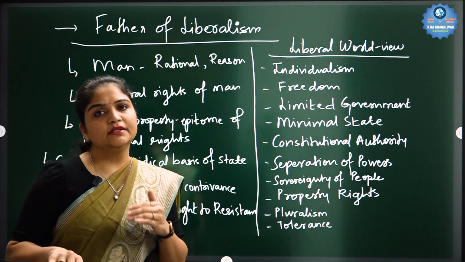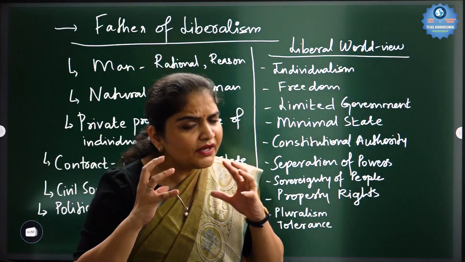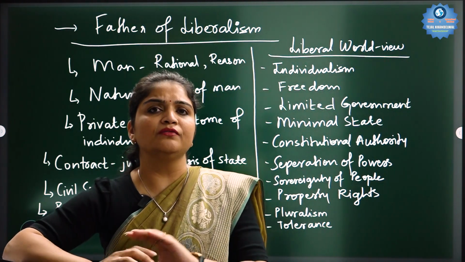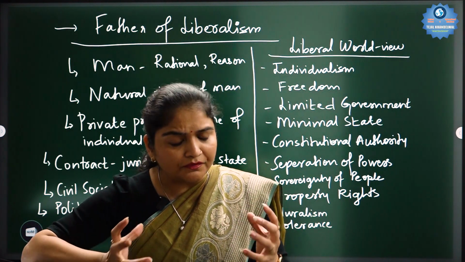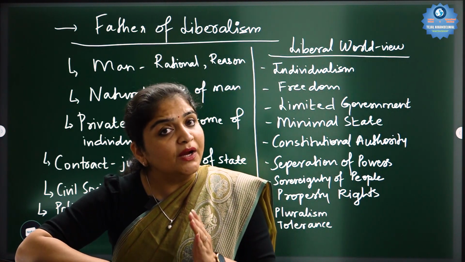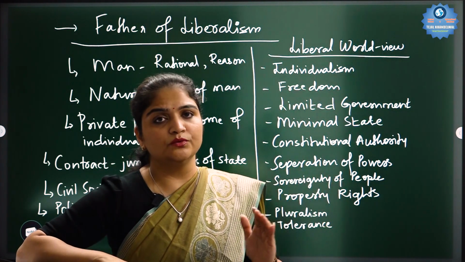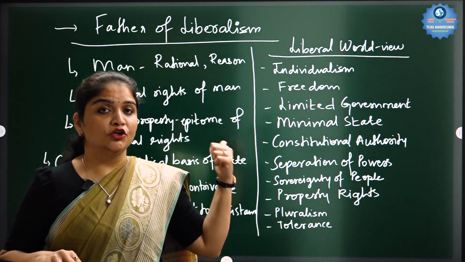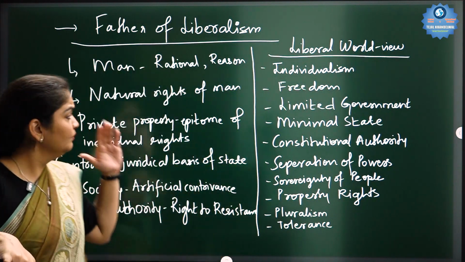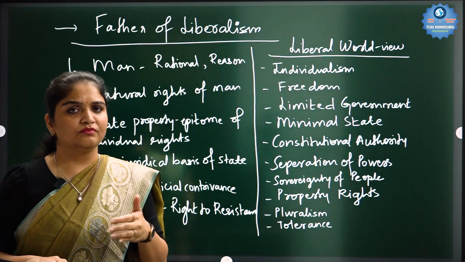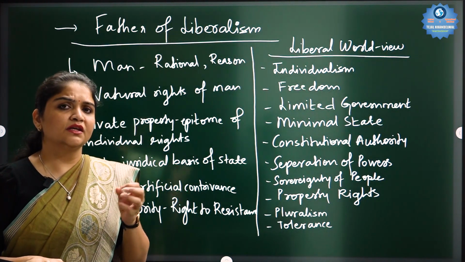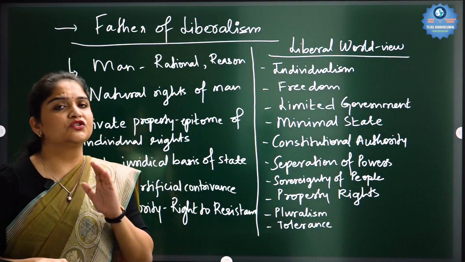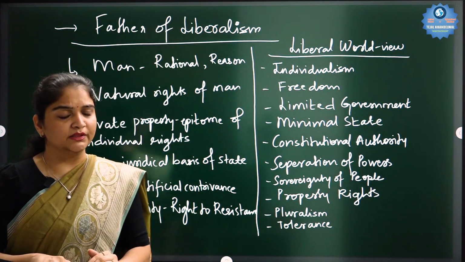Now, he is known as the father of liberalism. If we look at the liberal worldview, the virtues of liberal democracy today, the characteristic features of liberal democracy today, the premises of this entire liberal worldview can be derived from the philosophical thought of Locke. Let's see how. Locke says man is rational, man has reason, and he gives primacy to the individual. He says every man has natural rights by virtue of being human.